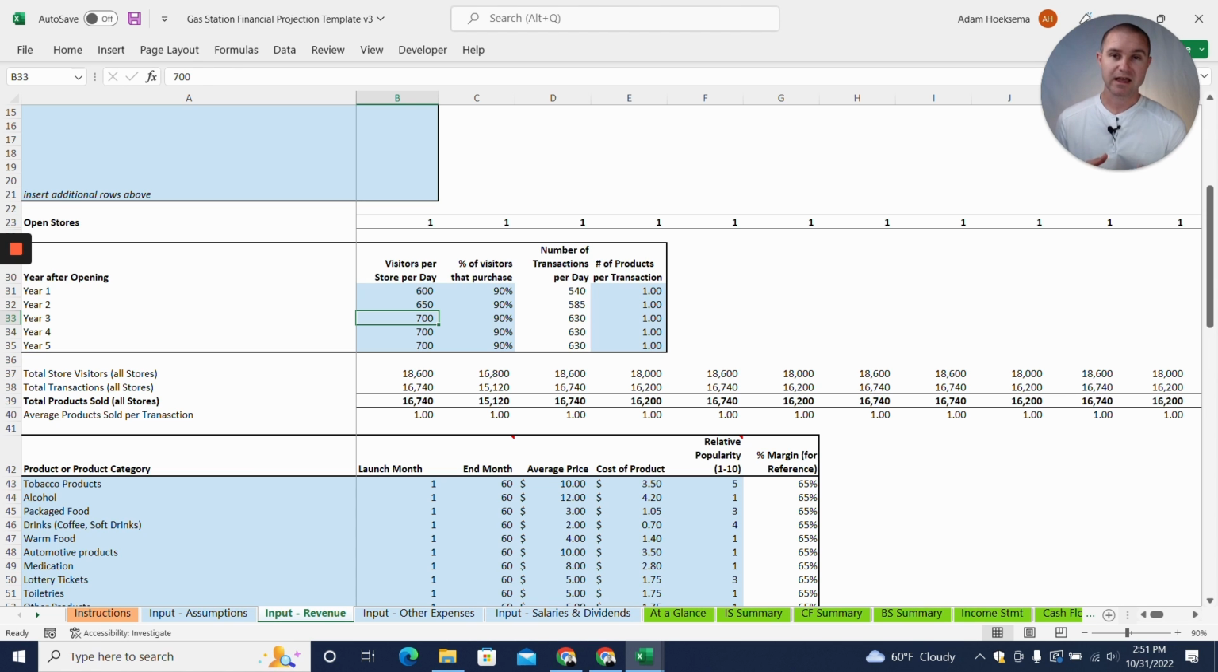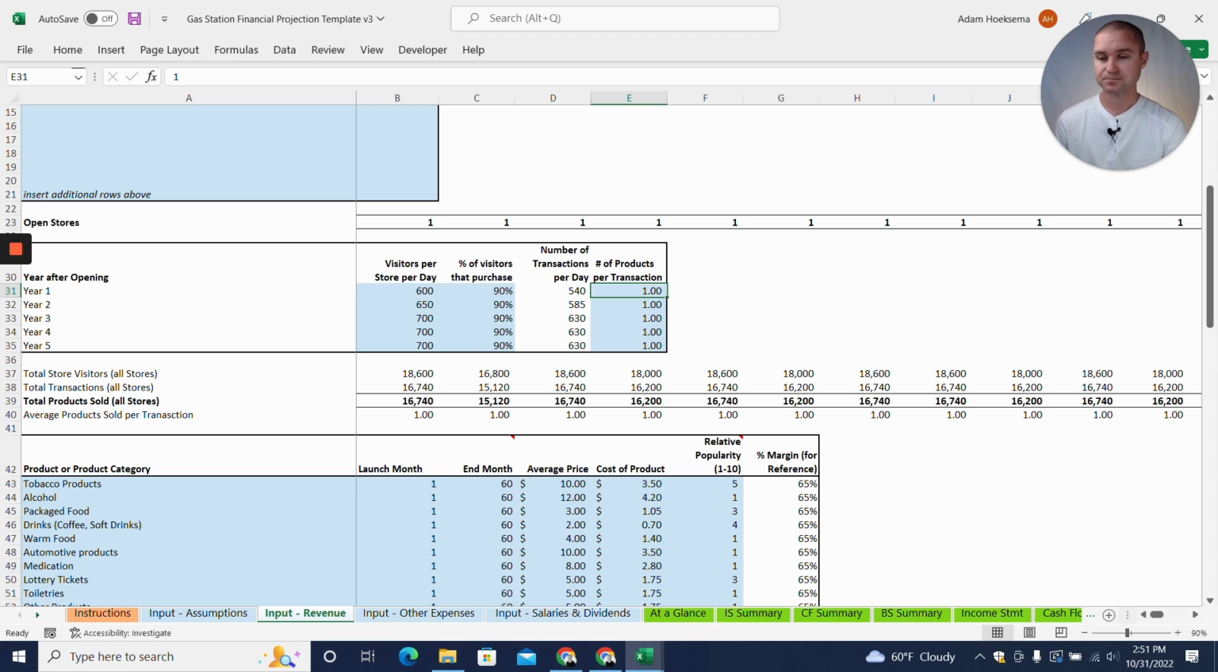And since you don't probably go to a gas station and not buy anything very often, you're usually going to either get something from the convenience store or to purchase gas. We're going to assume 90% of visitors are actually going to purchase something. And now we can put in the number of products that we assume per transaction. And so this is for the convenience store portion here. We assume on average, the 600 visitors here are going to purchase 1 product per transaction or per visitor.